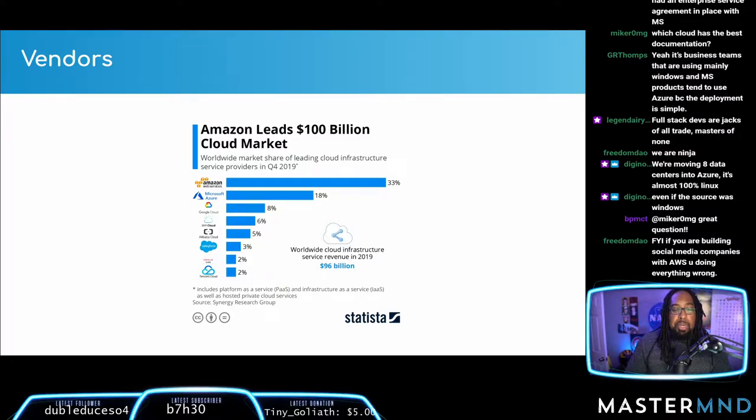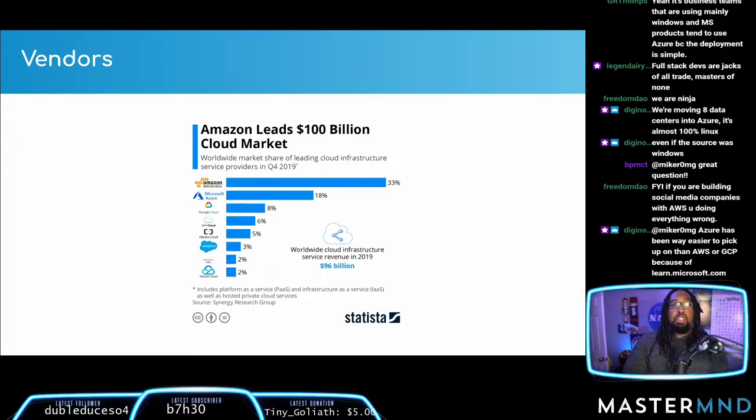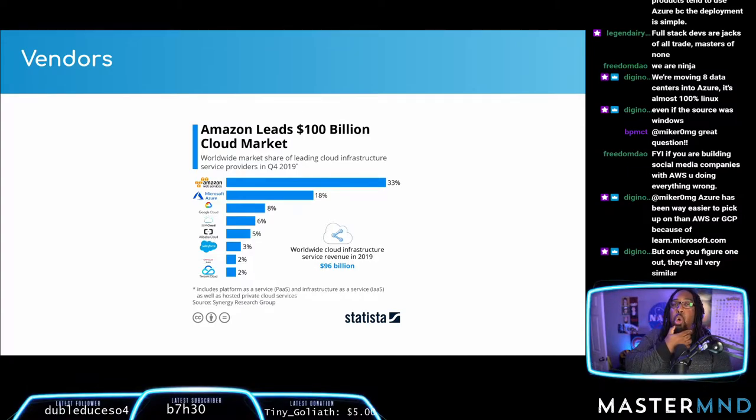FYI, if you are building social media companies with AWS, you're doing everything wrong. Well, you could be, depending on what you're doing. I think you would be surprised at how similar the terms of service might be between the companies. I think people have a fundamental misunderstanding of what these companies have to allow you to do or what their responsibility to you is. But yeah, sure. I've heard really good things about learn.microsoft.com for sure.